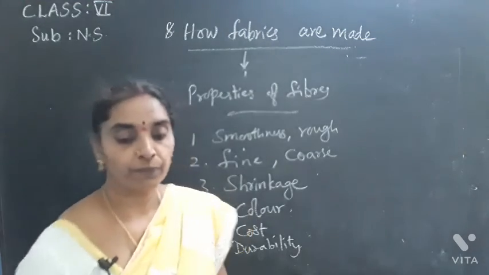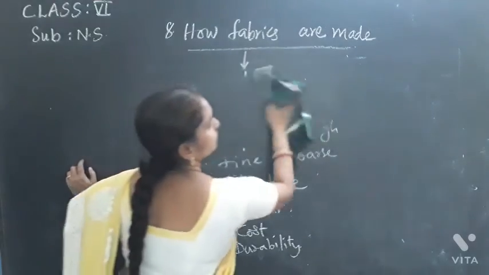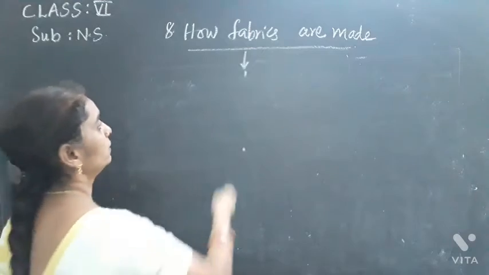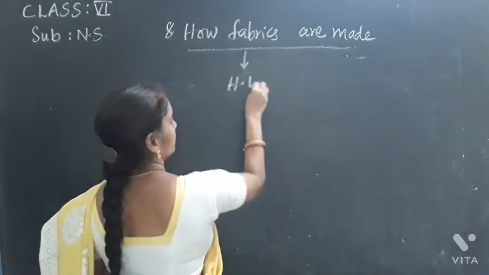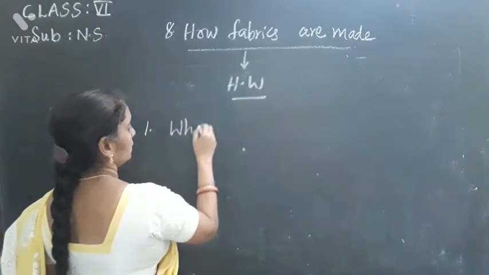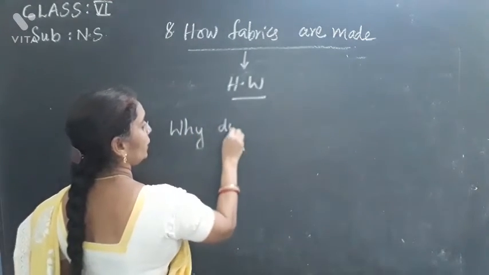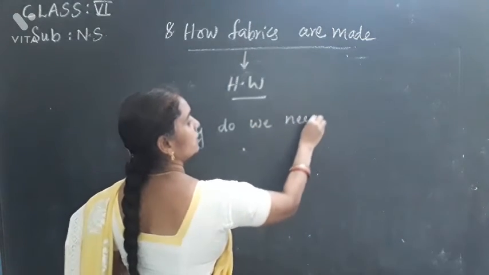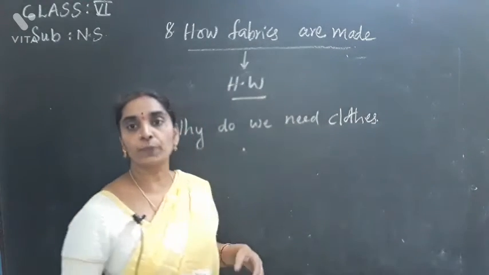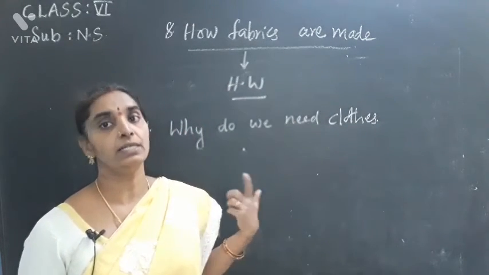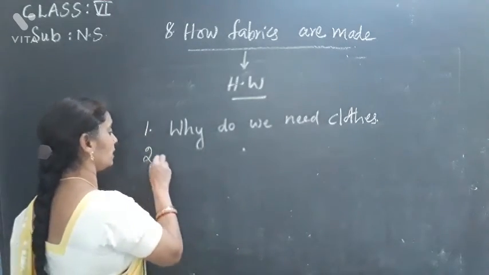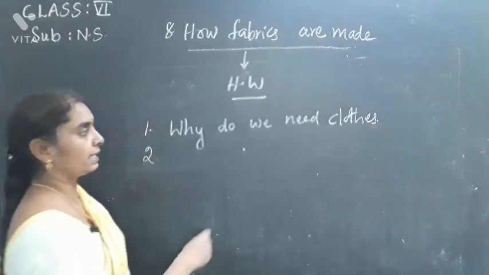Okay children, so now note down the homework. The first question: why do we need clothes? We need clothes to protect ourselves from various climatic conditions. It acts as a protective shield. Clothes act as a protective shield against the various weather conditions.